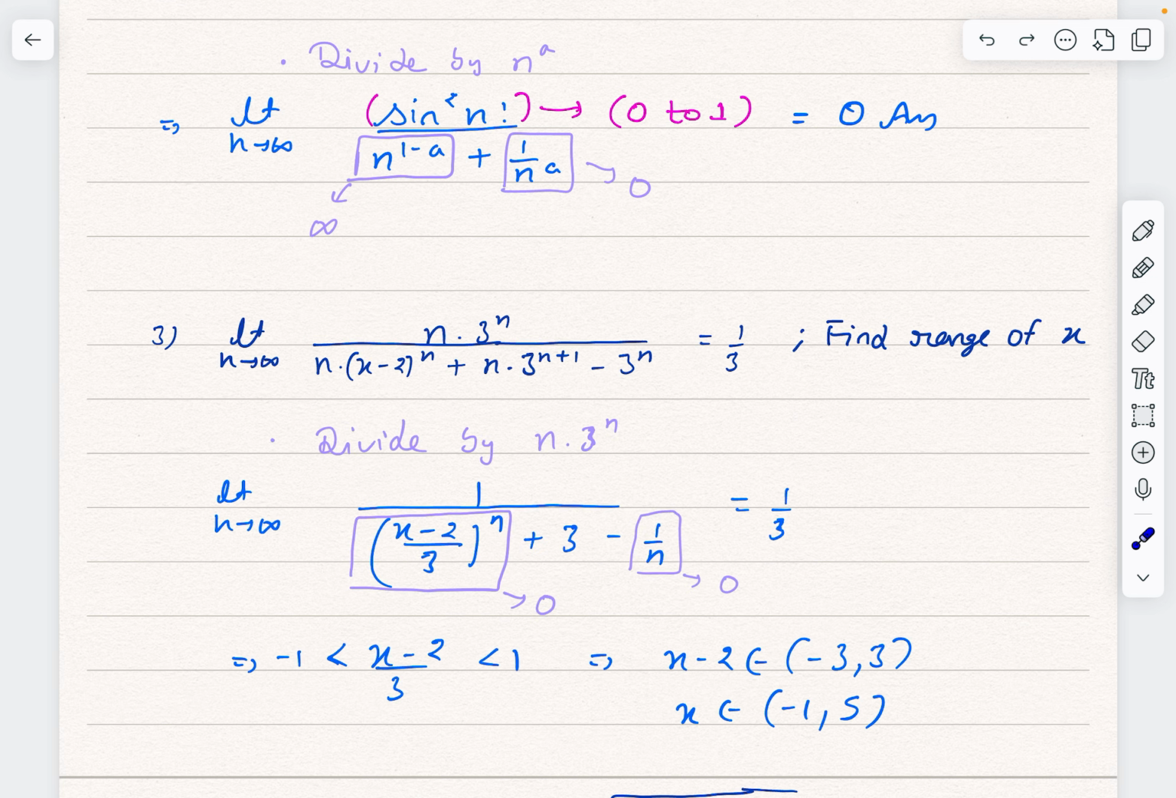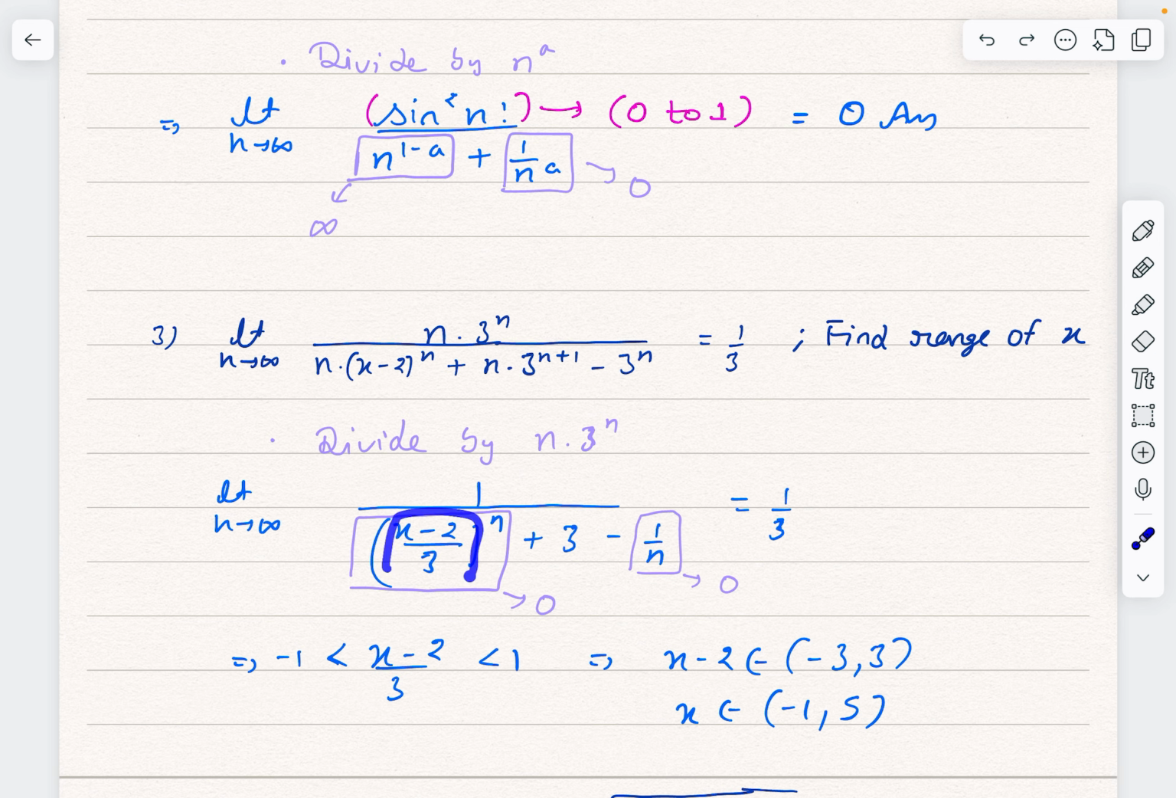In this problem, the most dominating term will be n into 3 power n, so we divide by that. Here we have n into 3 power n. Just divide by that. See what you get? You get 1 by ((x minus 2) by 3) raised to power n plus 3 minus 1 by n. So in the numerator you already get 1, and in the denominator you have 3 and this term. So 1 by n will obviously be 0 because n tends to infinity. Now, in order to get this to be equal to 1 by 3, we can say this has to be 0, no?